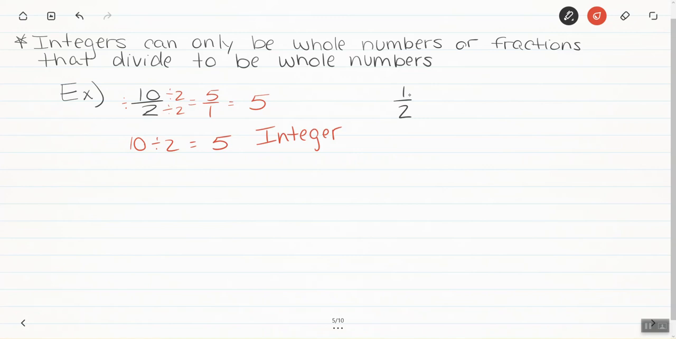Whereas if I look at 1/2, I can't simplify it. And if I divide 1 divided by 2, I get 0.5, which is a decimal. And a decimal cannot be an integer. So it has to be a whole number. It cannot be a decimal.